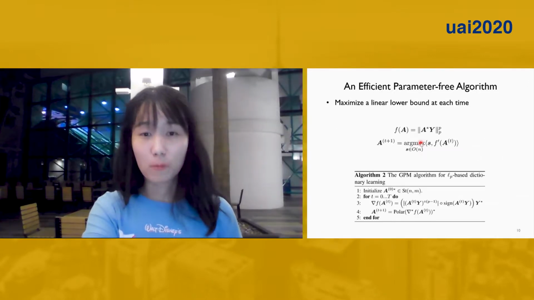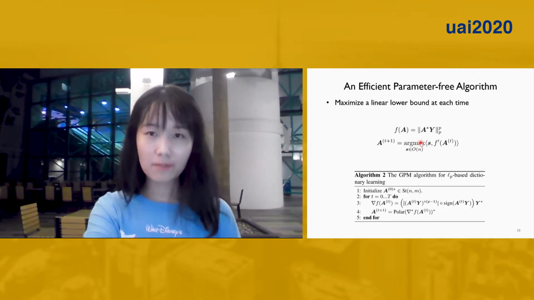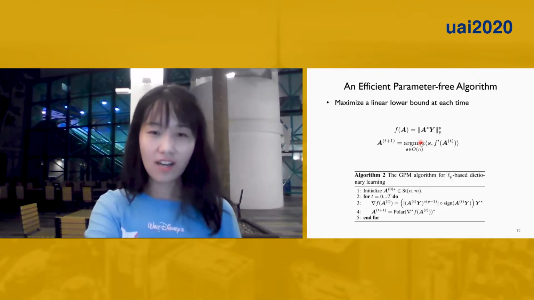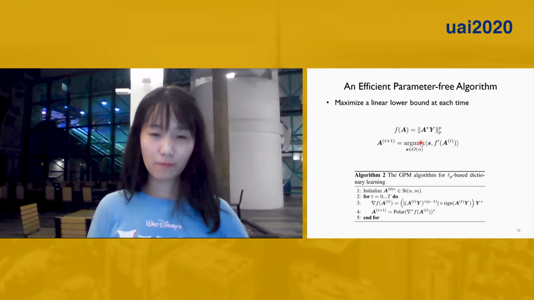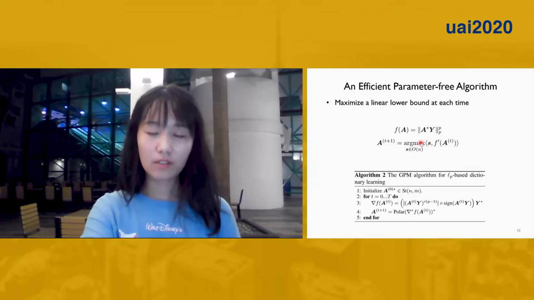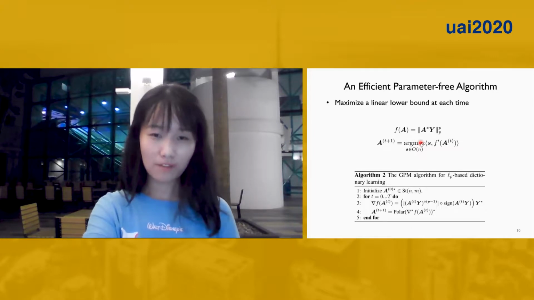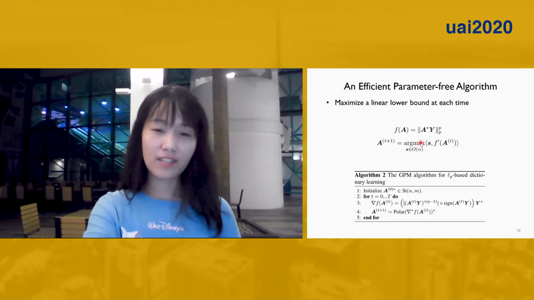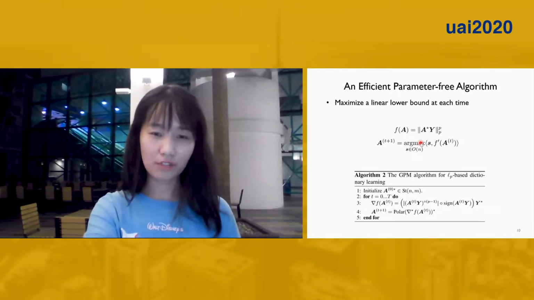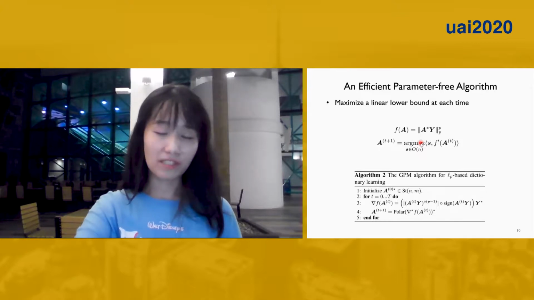After we got the formulation, we can find an efficient parameter-free algorithm to solve it. Just as I mentioned before, we can solve it by successively maximizing its tight lower bound. So the resulting algorithm is very simple. At each iteration, you just need to calculate the gradient and then do the projection. And there are no parameters to be tuned.